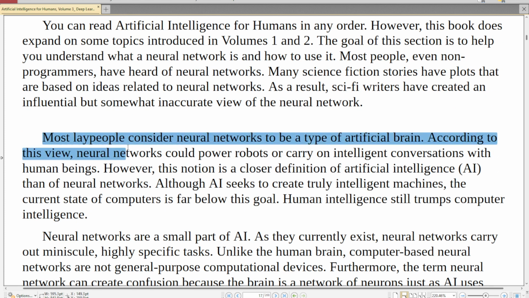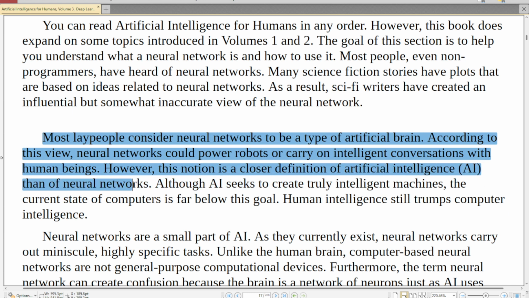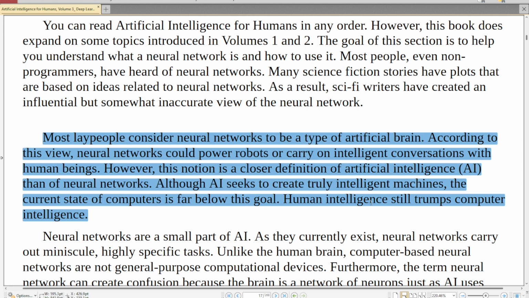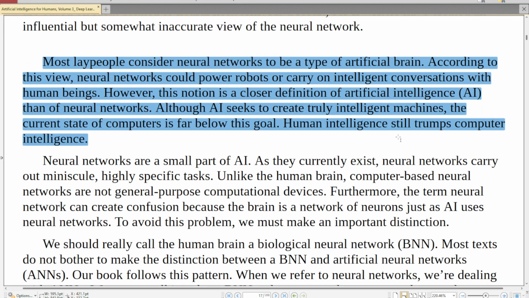Most laypeople consider a neural network a type of artificial brain. According to the dispute, neural networks could power robots or carry on intelligent conversation with human beings. However, this notion is a closer definition of artificial intelligence (AI) than of a neural network. Throughout, AI seeks to create truly intelligent machines.